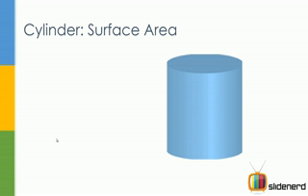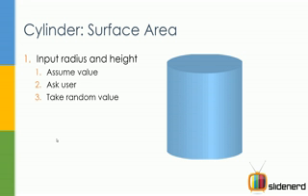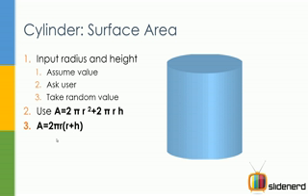Surface area, we need the radius as an input, and we need to ask the height as well. We can do either of two things. We can either assume both the radius and the height, or we can ask the user for the radius and the height. So I'm going to do the second part. I will ask the user, use the formula 2 pi r square plus 2 pi r h. As you can see, this can be simplified to 2 pi r into r plus h. Alright, so print this. Here we are going to need two inputs in place of one.